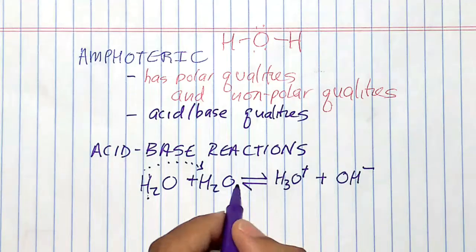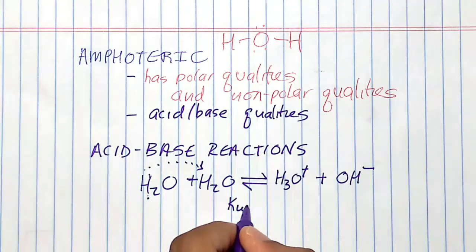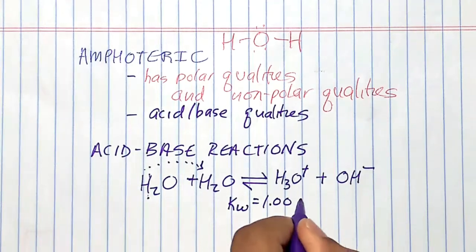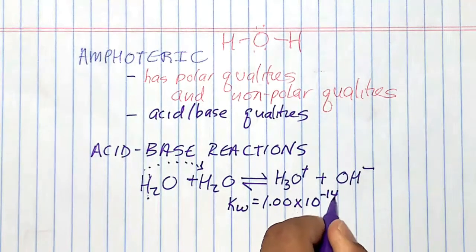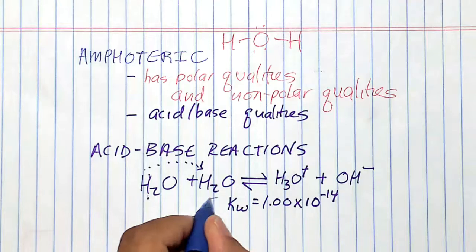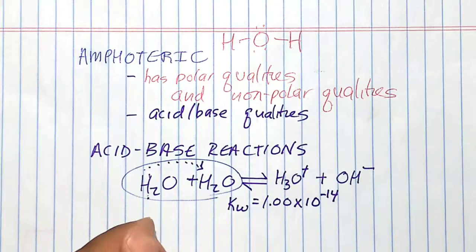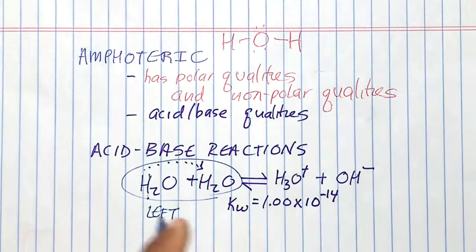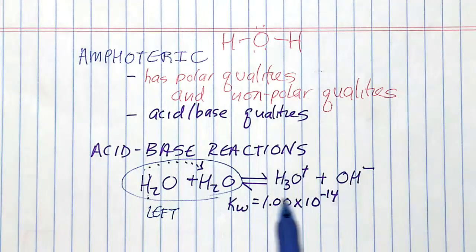So this reaction is in equilibrium. It has an equilibrium constant of 1.00 times 10 to the minus 14. So even though I have this as an equilibrium, because it's 10 to the minus 14, the reaction actually favors the reactant side. The reaction actually favors left. So very little water molecules actually dissociate to H3O+ and OH-.